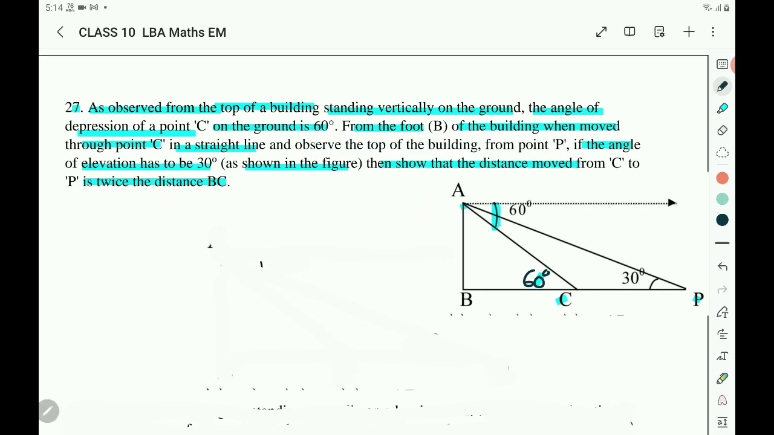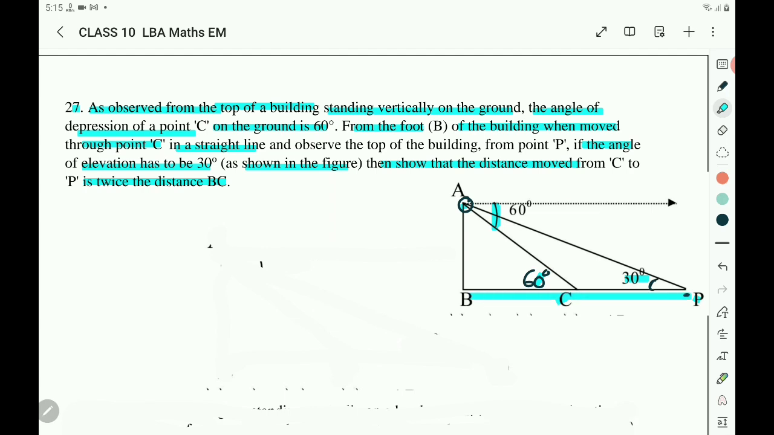P is a point. From the top of the building, the point P is viewed, and from that point P, the angle of elevation of the top is 30 degrees. That is, from the point B of the building, moved through the point C.